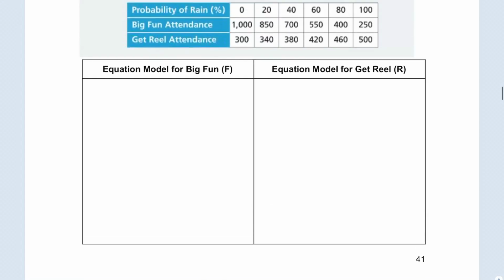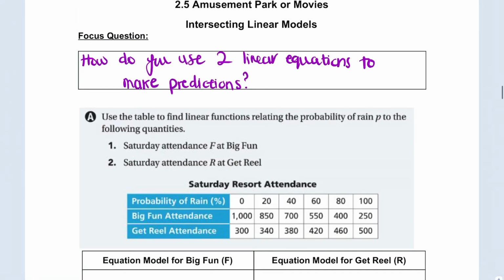All right, so we're going to dive right in. I'm on page 41. This is lesson 2.5. We're still talking about these linear models, writing equations for them, comparing them, getting information from them. So we're going to take a look at these two companies. One is an amusement park, and the other is a movie theater. Question A says, use a table to find linear functions relating the probability of rain P to the following quantities. 1 is the Saturday attendance F at Big Fun. 2, Saturday attendance R at Get Real.